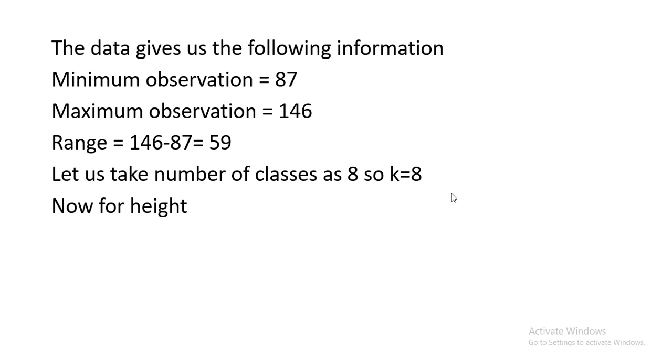Now according to the formula, height is equal to range divided by the number of classes. Range is 59. The number of classes that I have selected is 8. If I divide these two numbers, I get 7.375. As I have told you before, whenever any decimal comes in height, we always move towards the higher value. So the higher value of 7.375 will be 8.0, that is 8. So height here is calculated as 8.